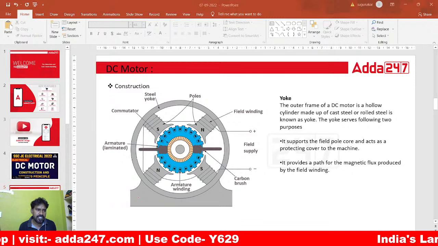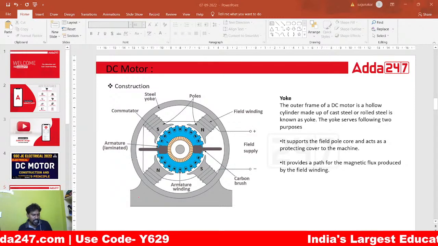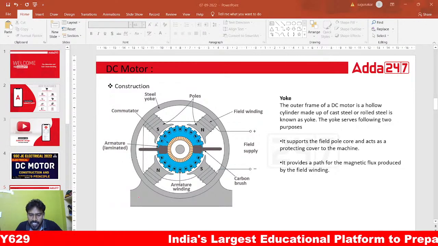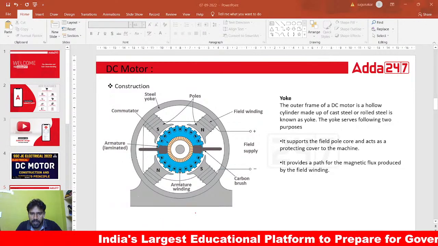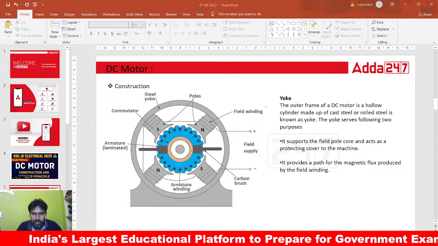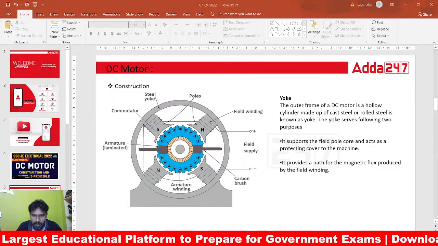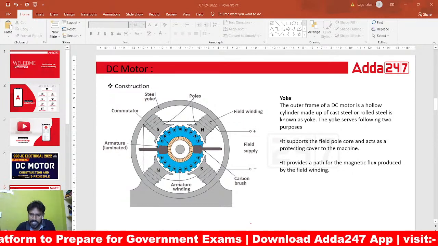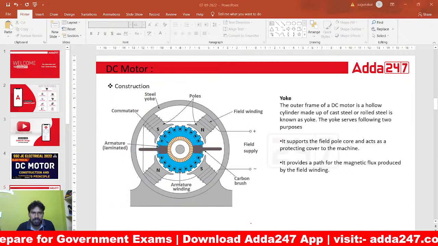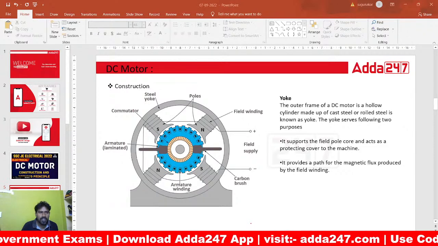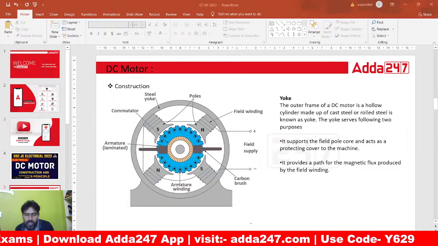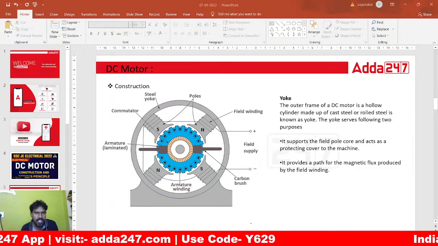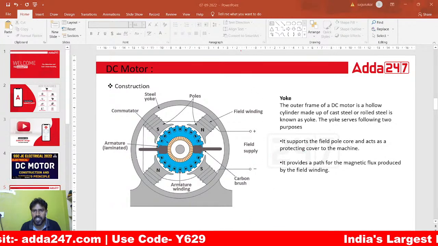So how can we find the direction of the current and the field direction? We are providing the power supply, so it experiences a mechanical force on the armature, then it is rotating. What is the current direction, what is the field direction, what is the force direction? That should be determined by using Fleming's left hand rule.